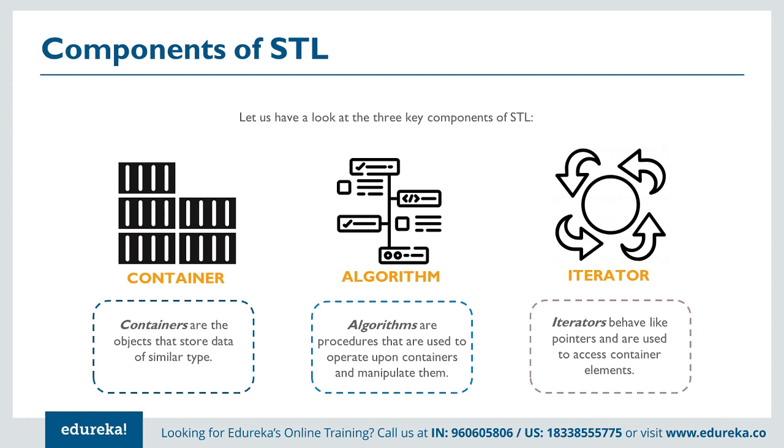Then we have iterator. What is an iterator? Iterators behave like pointers and are used to access the container elements. So basically, if container is the place to store the data and algorithm is the logic that is applied on that data, then iterator is a reference or a pointer to that particular data with which you access those elements and basically perform operations on those elements.